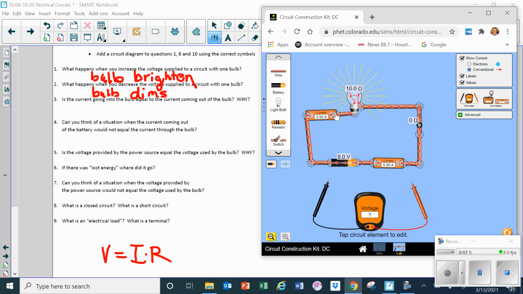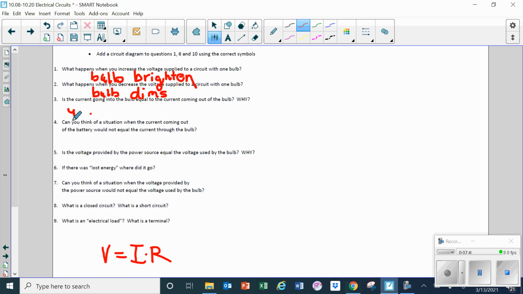So it asks the question, is the current going into the bulb the same as the current going out of the bulb? And the answer is yes. Okay, this is a series circuit. It has one current path. There is one path for the current to travel. So since there's one current path, the current is going to be equal over this entire path. So the answer to this is yes.